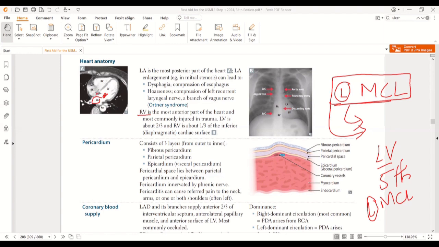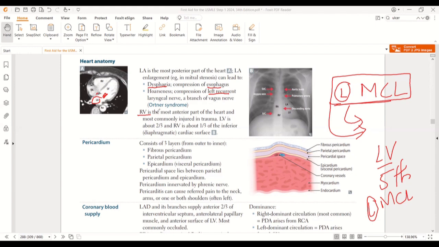Left atrium enlargement compresses the esophagus because it is the most posterior part of the heart. If it compresses the esophagus, it will lead to dysphagia. And if it compresses the left recurrent laryngeal nerve, it will lead to Ortner syndrome.